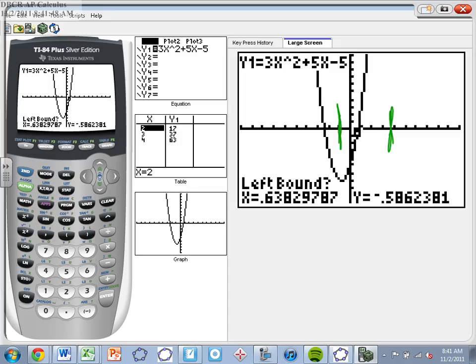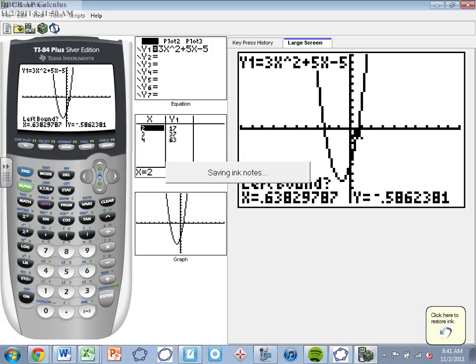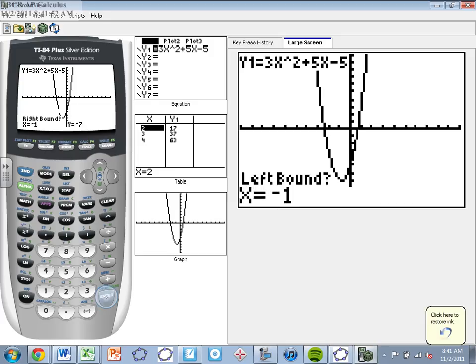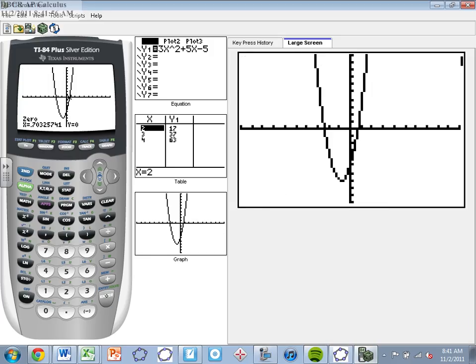So again, for the left bound, I press -1. For the right bound, I pick a number like 2, 3, or 4. Doesn't matter, as long as it's to the right. Hit enter, and you get your root. Try this stuff out, guys.